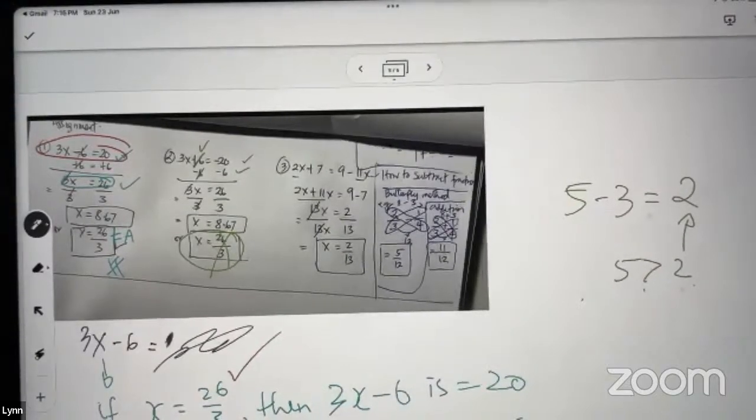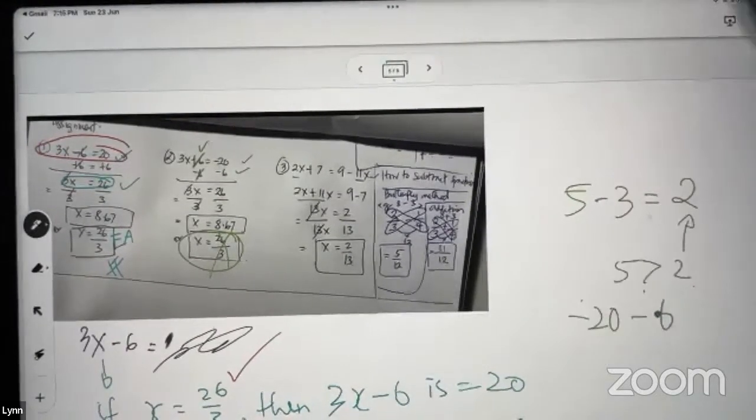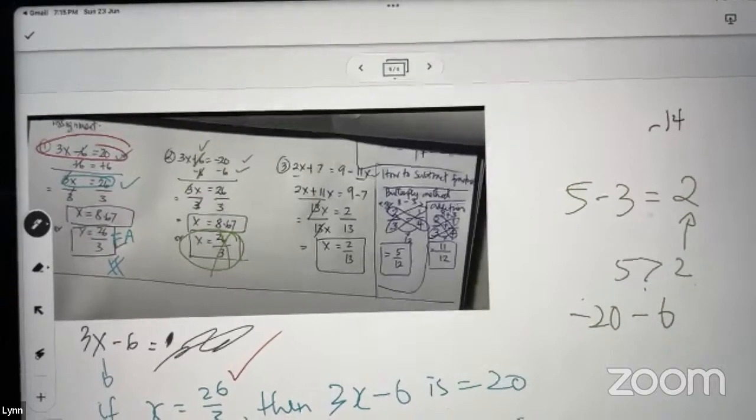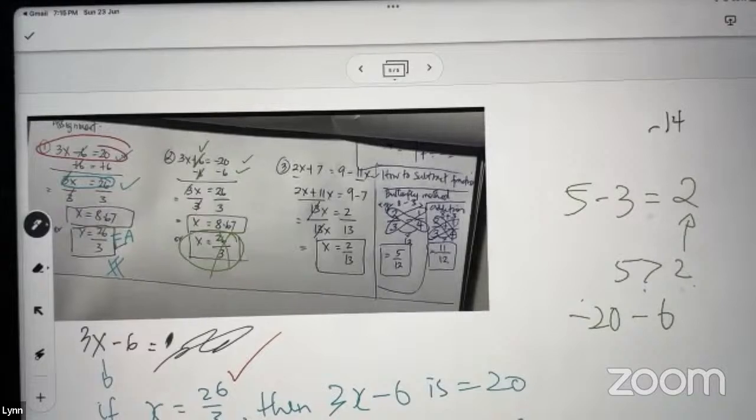So what is the correct answer then? Negative 14. Now think about it carefully. Again, I want you to think about it carefully, not memorize. Negative 14, is it smaller or bigger than negative 20? Smaller. No, it's bigger. It's less negative. I know 14 is smaller than 20. I know that. No problem.